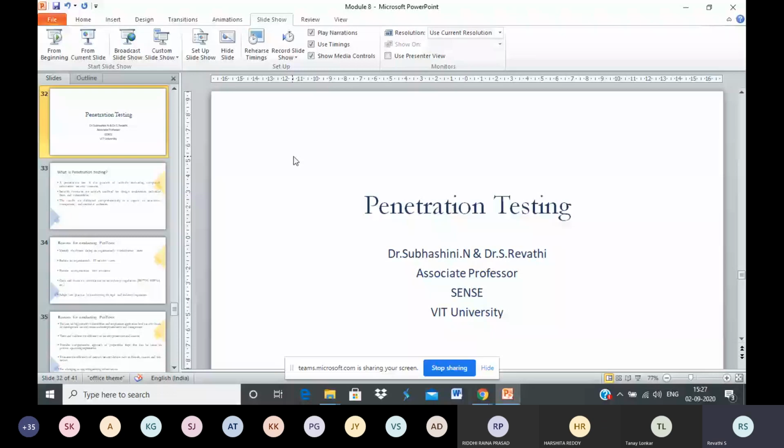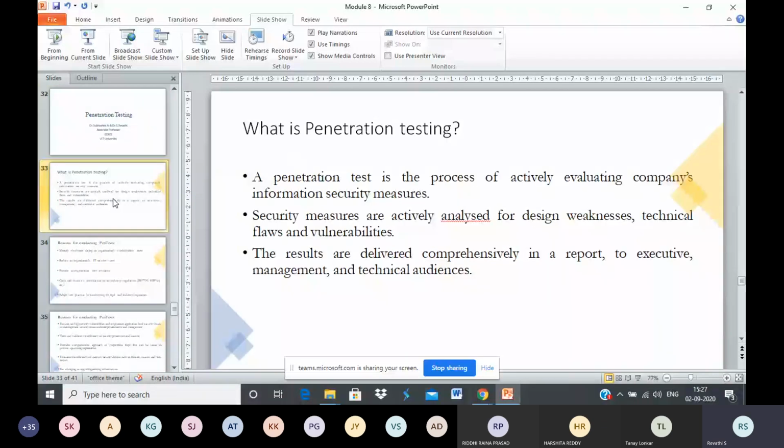Penetration testing is the process of actively evaluating a company's information security measures. So we are just evaluating whether our information is being protected, and whether all the measures we have taken are the correct measures or not. That you have to evaluate. So for that you are performing a pen test.